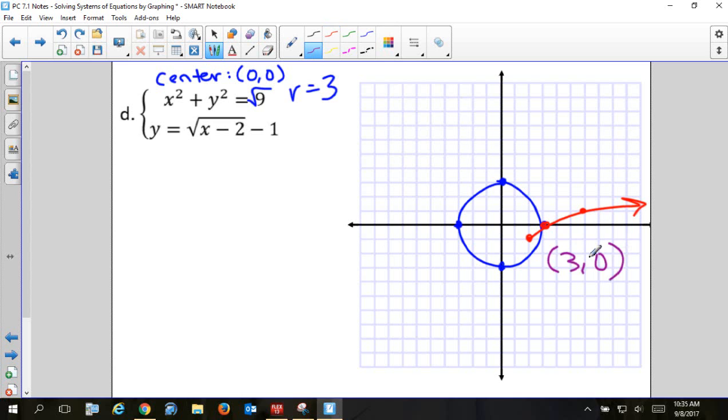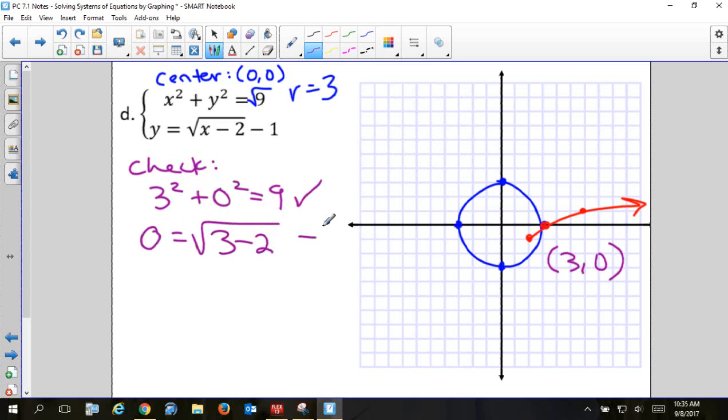So we plug it in and check. 3 squared plus 0 squared is 9. Yep, that's right. And 0 equals square root of 3 minus 2, minus 1. So square root of 1 minus 1. Yep, that's right.